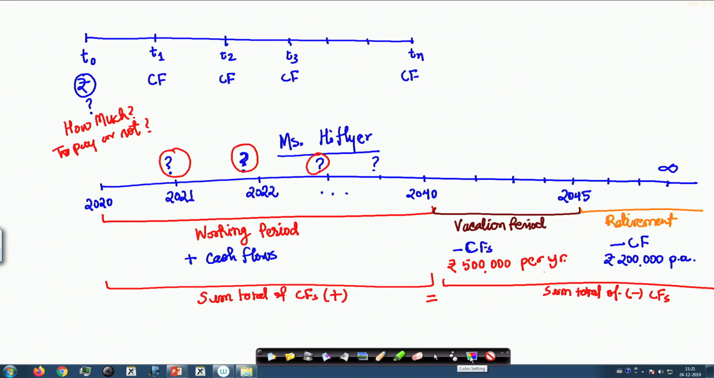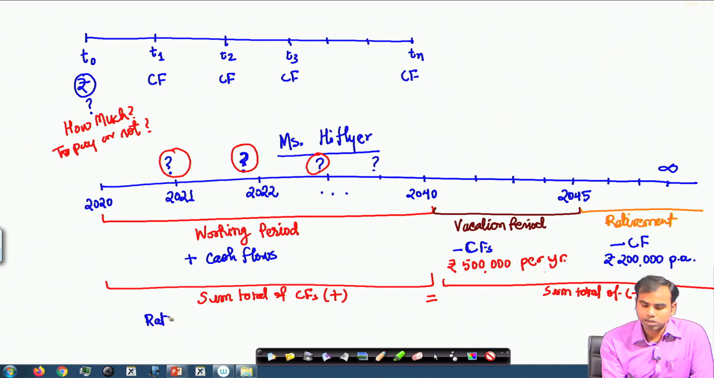Additional information, let us present some additional information here. The rate of return that a person can get on investment during this period is, let us assume, 7%.